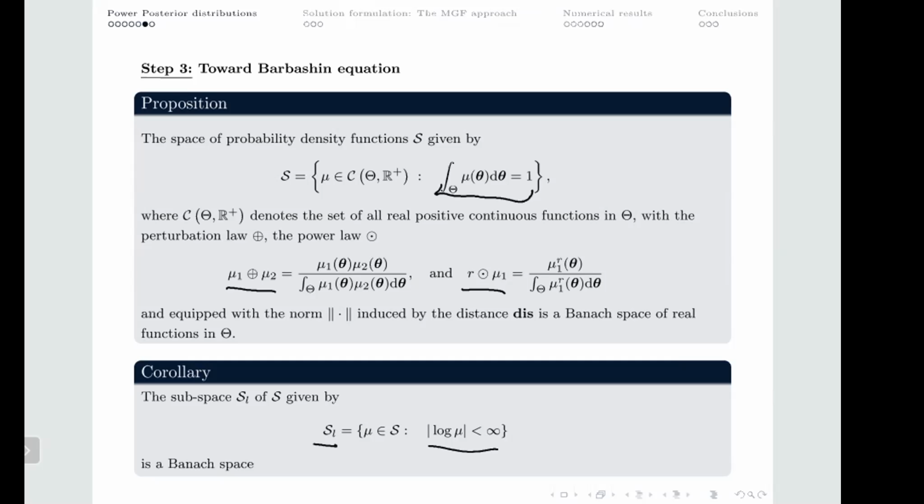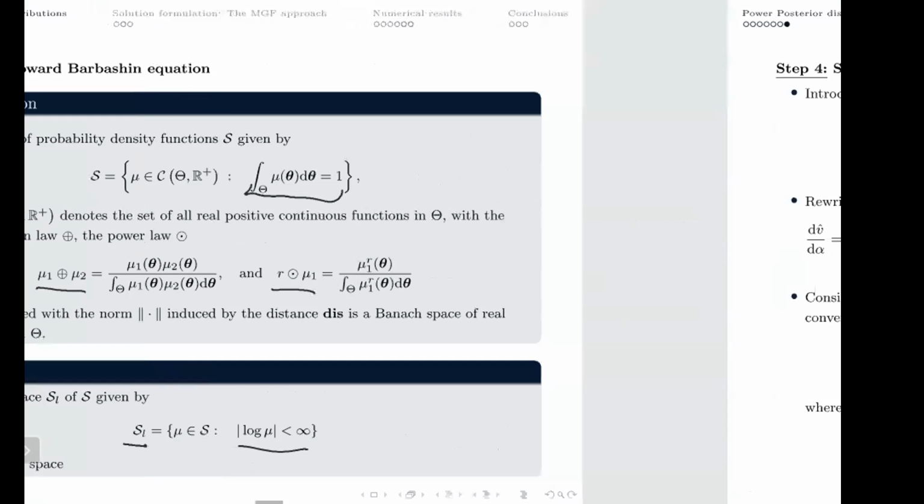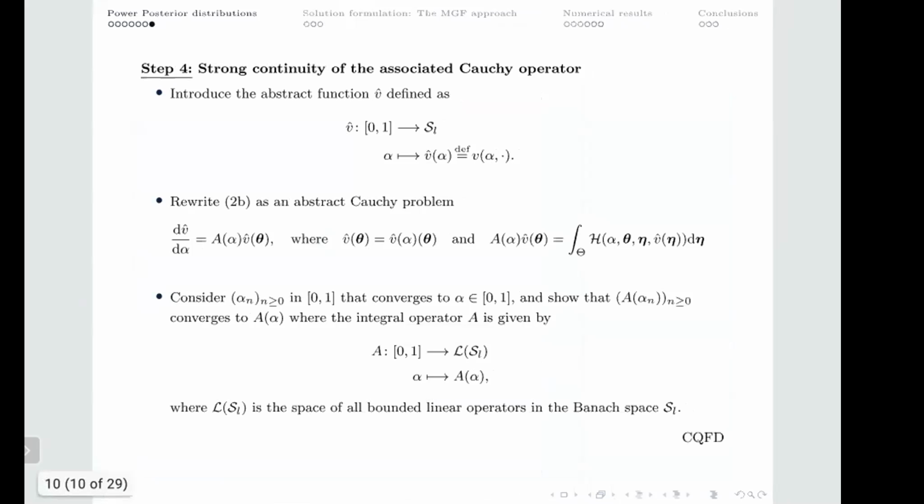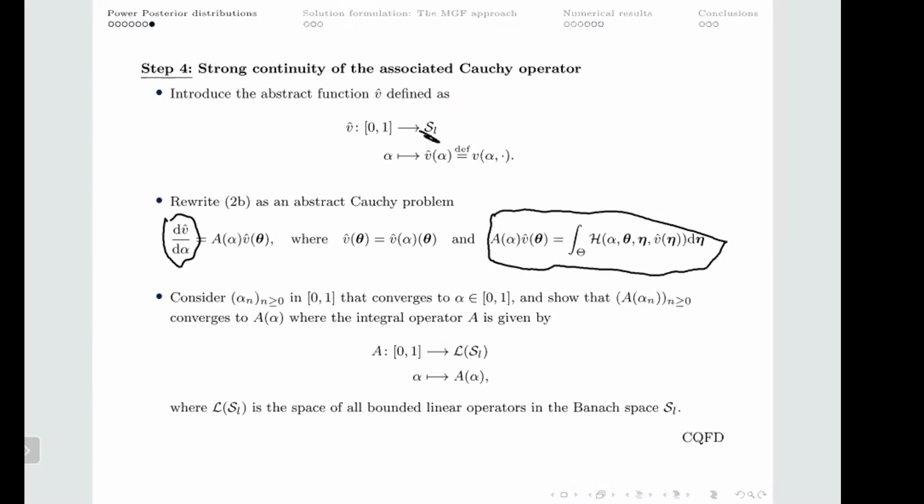Once we extract the Cauchy operator, we have to show that it is strongly continuous. So for the Cauchy operator, we introduce this abstract function V in the same space, and then we rewrite our equation in the following form. Just to note, this derivative is in the Fréchet sense. So our Cauchy operator is given by this one. And the only thing now is to show that this operator is strongly continuous.